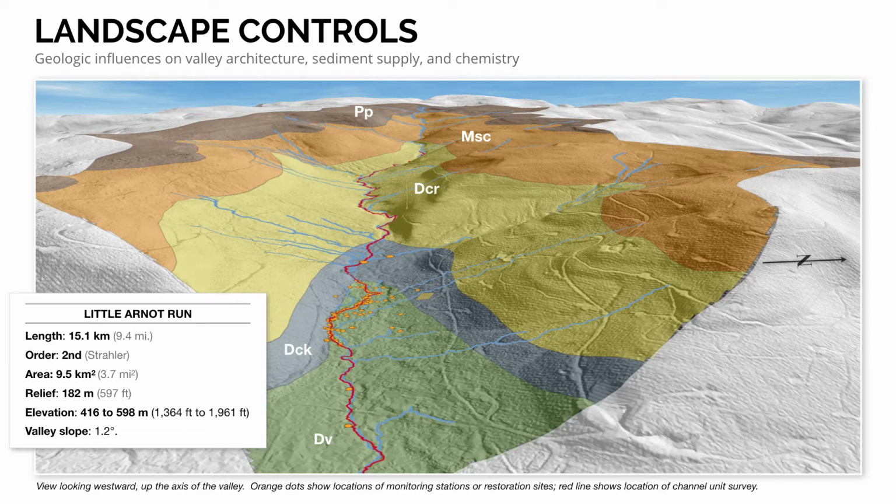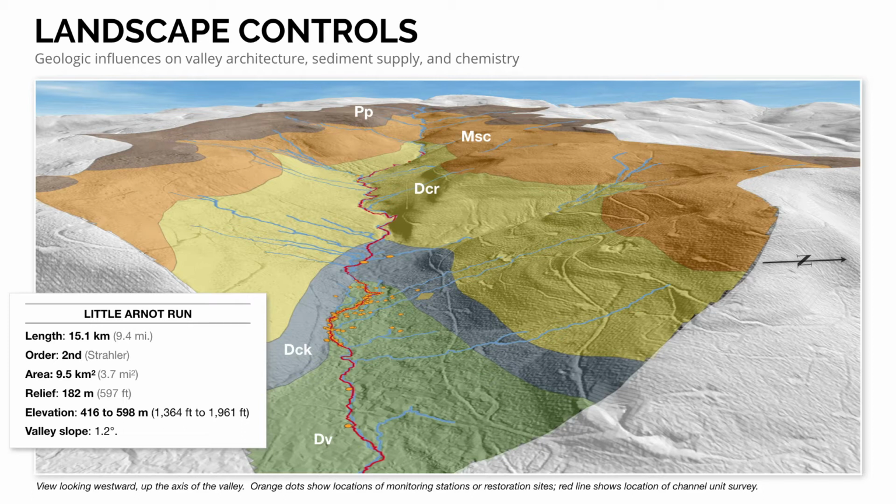Geologic factors appear to be the dominant influence on the valley morphology, its channel slope, the sediment supply, and the water chemistry of the fluvial network, with the first-order streams shown as pale blue lines and Little Arnot Run shown as a red line on this map. The orange dots depict the locations of monitoring sites or planned restoration activities.